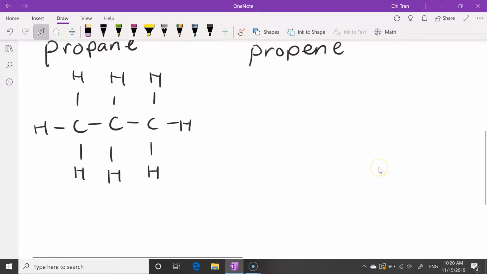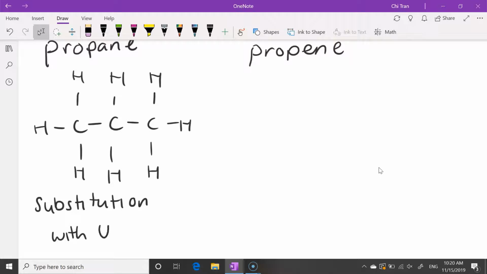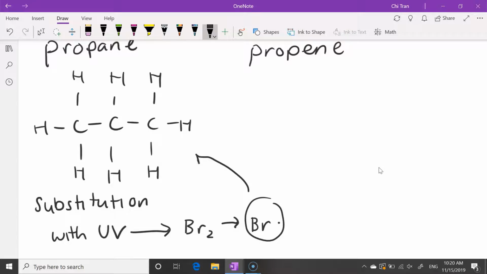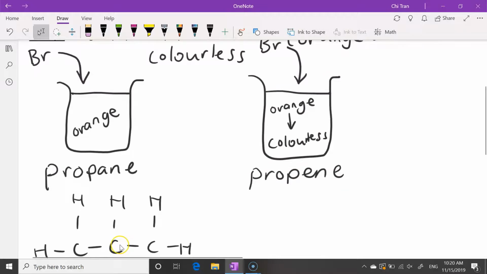So it's an alkane. So it can only react with bromine undergoing substitution. And the condition is there needs to be a presence of UV, because UV will be able to split the bromine homolytically into bromine free radicals, and only then can it react with propane. So if we were to look at the result of the solution, bromine is orange and it turns the solution orange, meaning there is no reaction occurring.